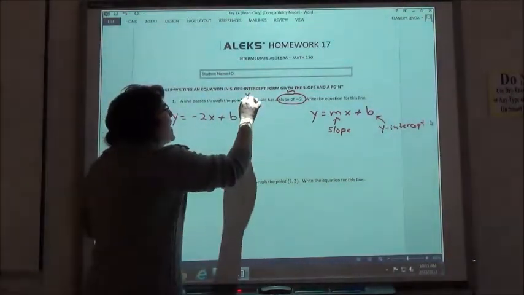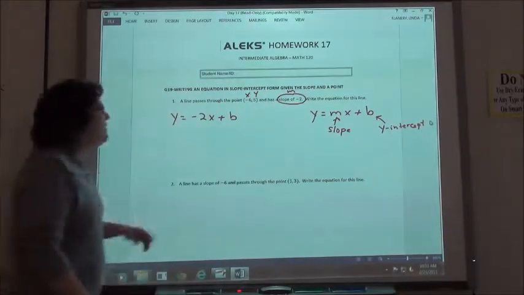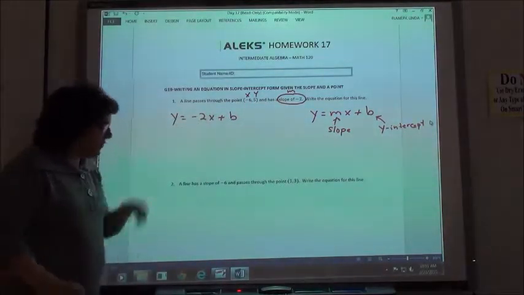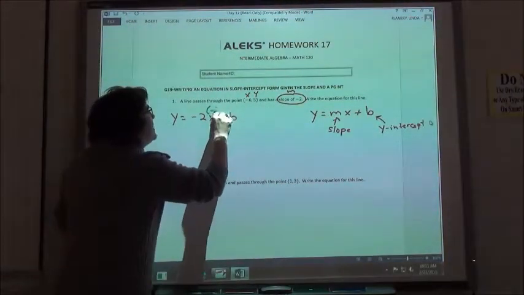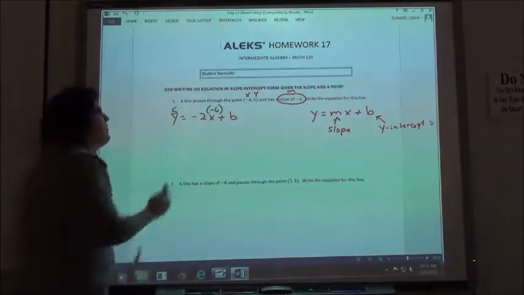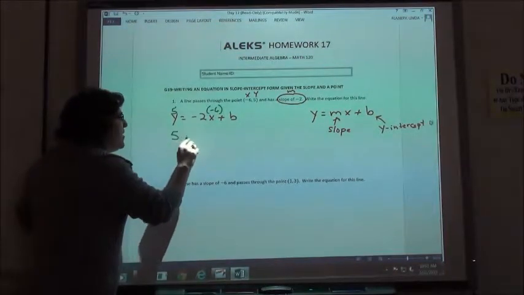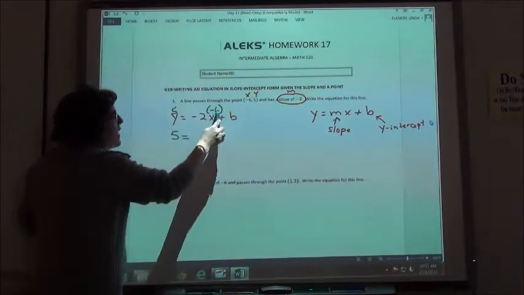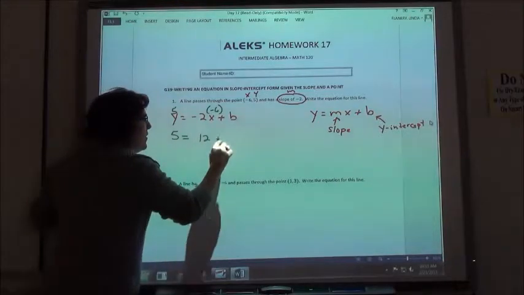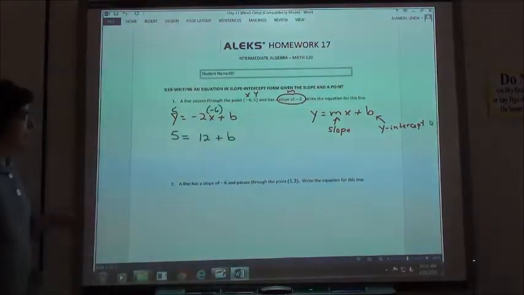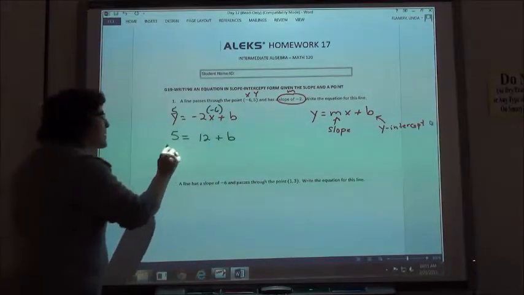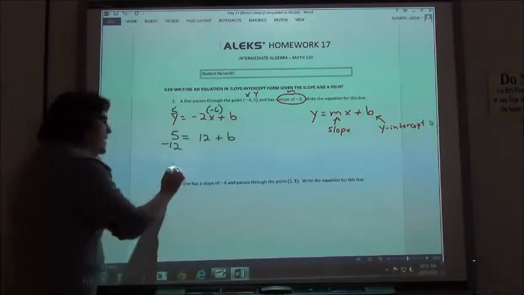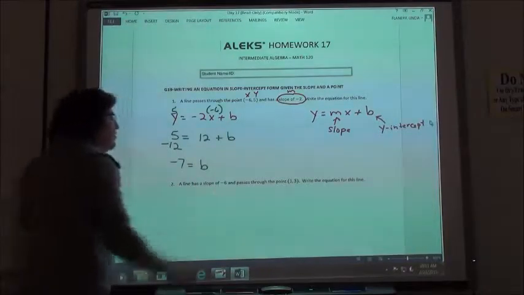If x is negative 6 and y is 5, we can plug them in and solve for b. So, putting negative 6 in for my x and 5 in for my y, I'm going to have 5 equals negative 2 times negative 6 is 12 plus some number b. Then all I have to do is solve this for b by moving the 12 to the other side. So I'm going to minus my 12. Negative 7 is going to be my answer for b.